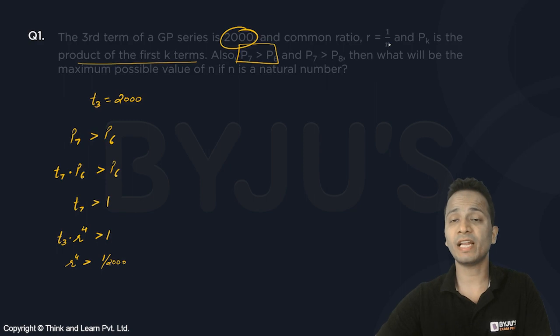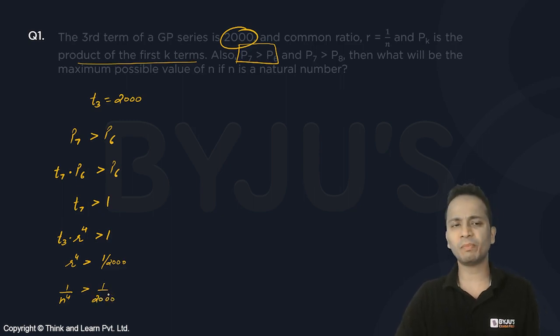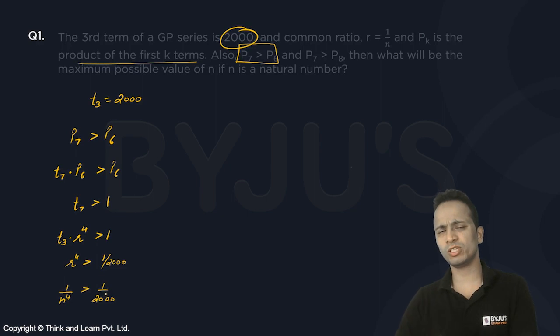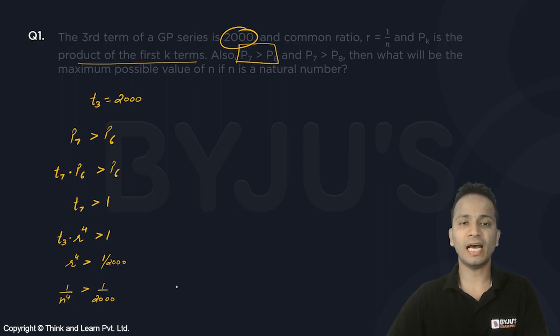Now R is given as 1 upon n. So (1 upon n) raised to the power 4 is greater than 1 upon 2000. Doing cross multiplication, it can be easily done. 2000 is positive, n is also positive because n is a natural number. So I can say that n raised to the power 4 will be less than 2000.